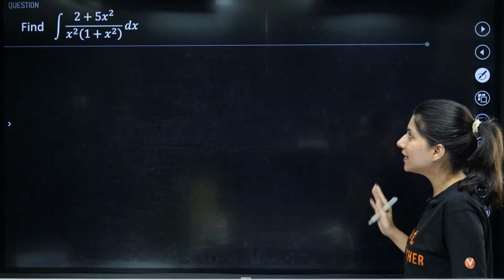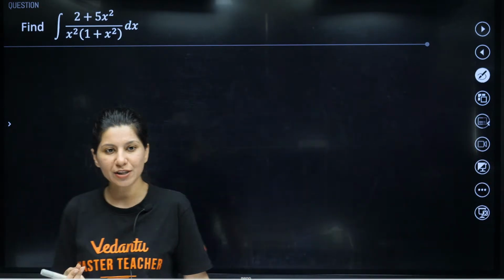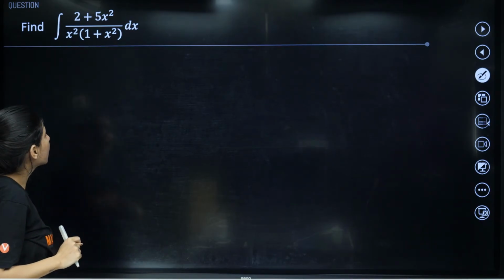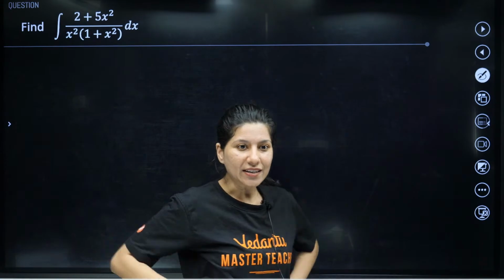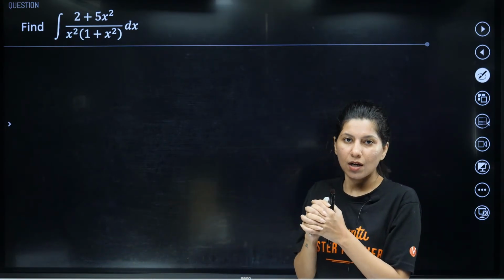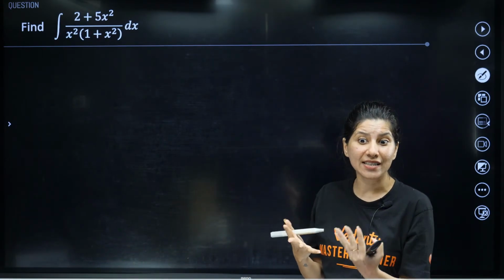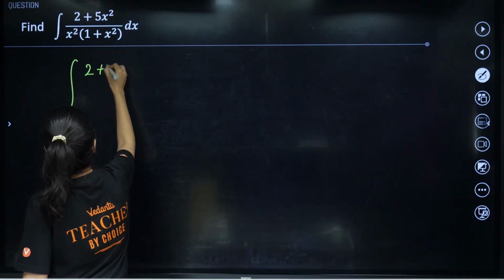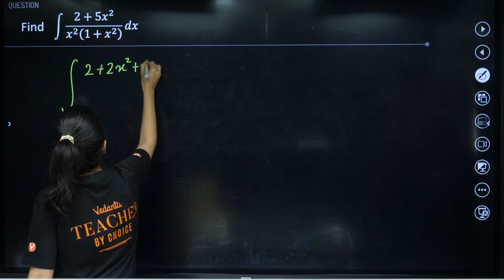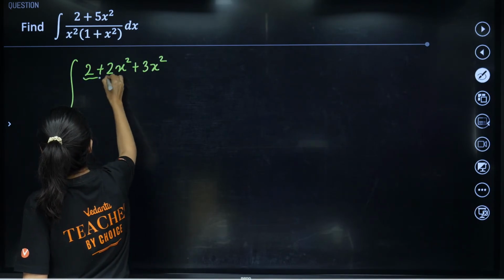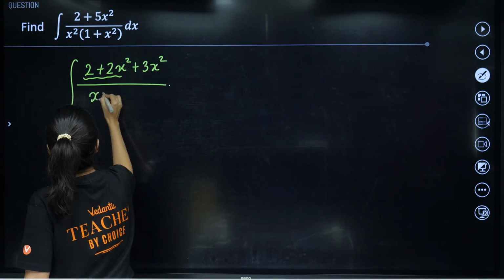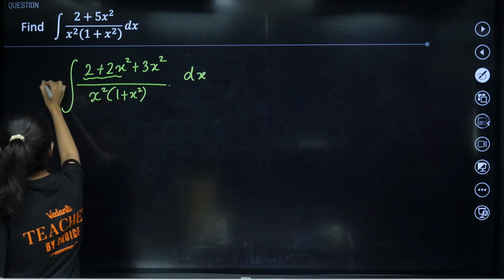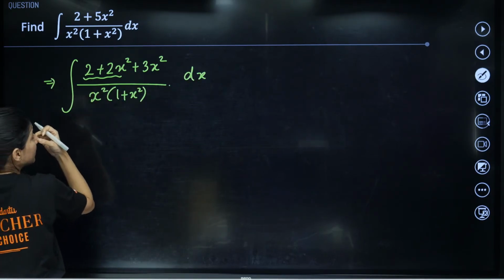Now, so this is done. Now another question with a little bit of manipulation over here. The integral of 2 plus 5x square upon x square into 1 plus x square. Okay. So clearly right now the expression is jumbled up. What we can do is we can try to factorize it. So this is going to become 2 plus, now 5x square can be written down as 2x square plus 3x square, so that this can be clubbed together, and over here it is x square into 1 plus x square, dx. Perfect.